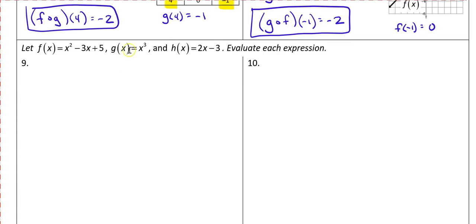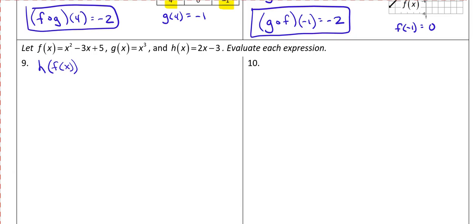Actually, we're going to do h, I think. So let's do h of f of x. This time I'm going to give it to you in the function notation I like. So h of f of x.